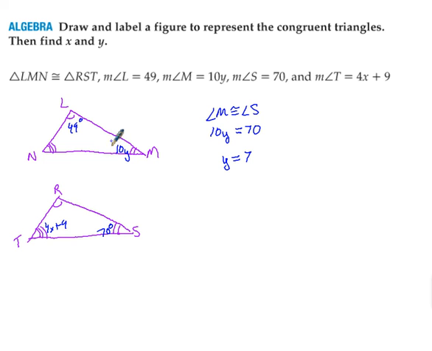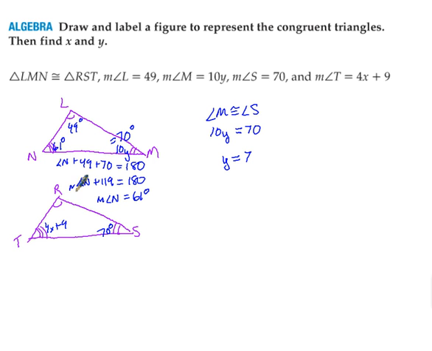So up here, this is 70 degrees. We can find the third angle right here by knowing that the angles in a triangle add up to 180. So I could have angle N plus 49 plus 70 equals 180. So if I do 49 plus 70, then I come up with 119. So angle N plus 119 equals 180. Now I subtract 119 and I find out that N equals 61 degrees.